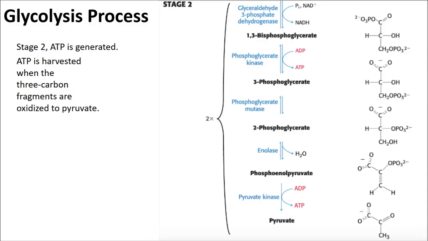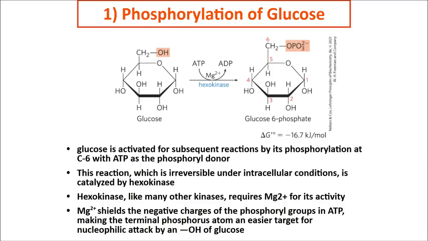And so these are the basic 2 stages of glycolysis. The first one is the investment stage, and the second one is the payoff stage, where now we're generating ATP, and at the end, you have pyruvate at the end of the glycolysis phase. So we're going to investigate each of these steps.